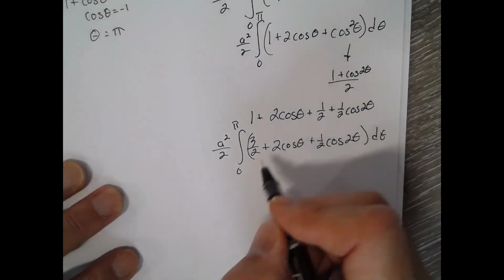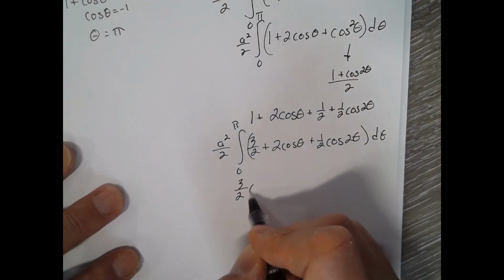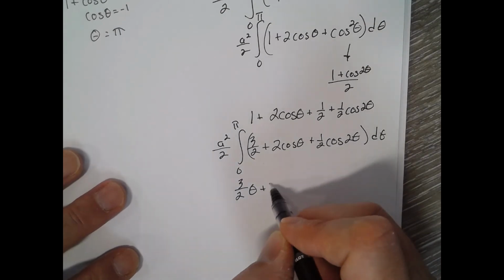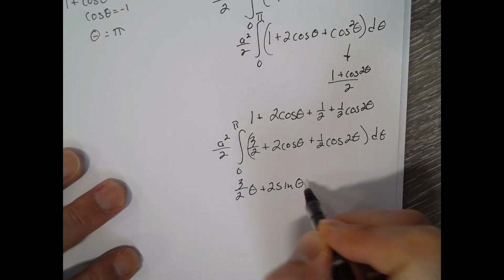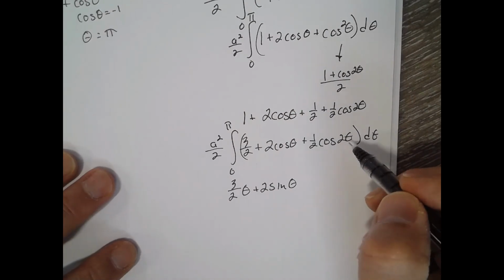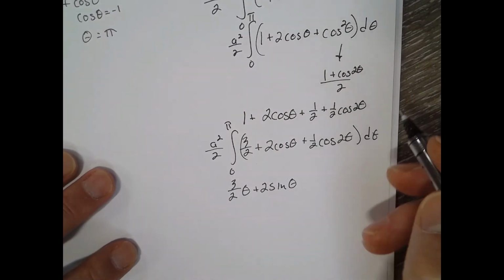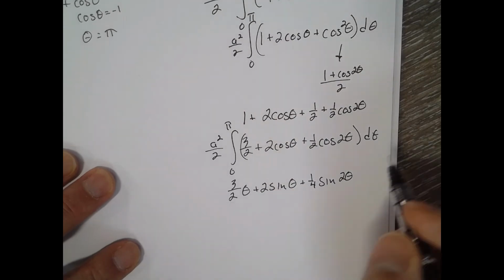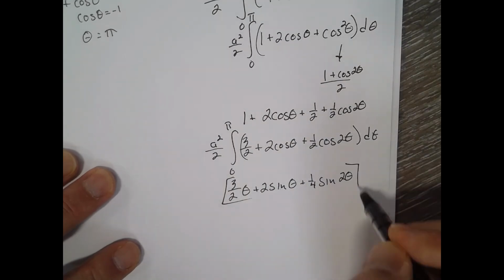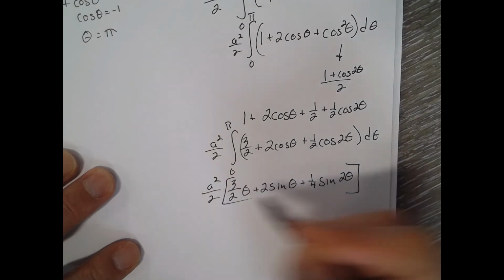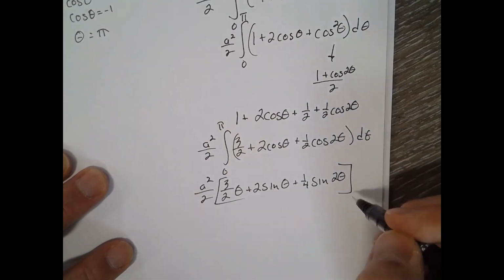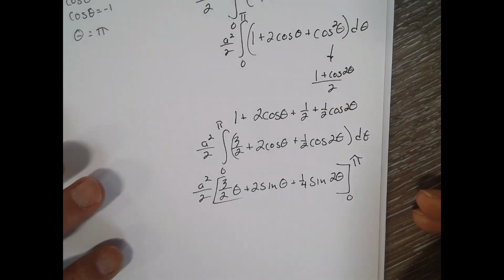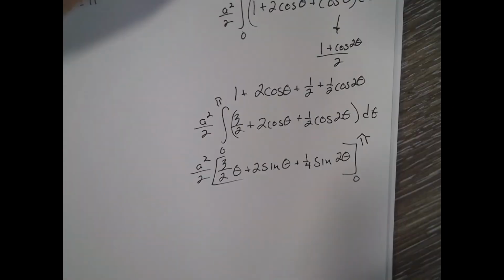Antiderivative. So 3 halves theta. Antiderivative of cosine is sine, so plus 2 sine theta. Antiderivative of cosine 2 theta would be sine of 2 theta, but then we'd have to divide by 2, so it's 1/4 sine of 2 theta. And I have my a squared over 2 from 0 to pi. Alright, we're almost done here.